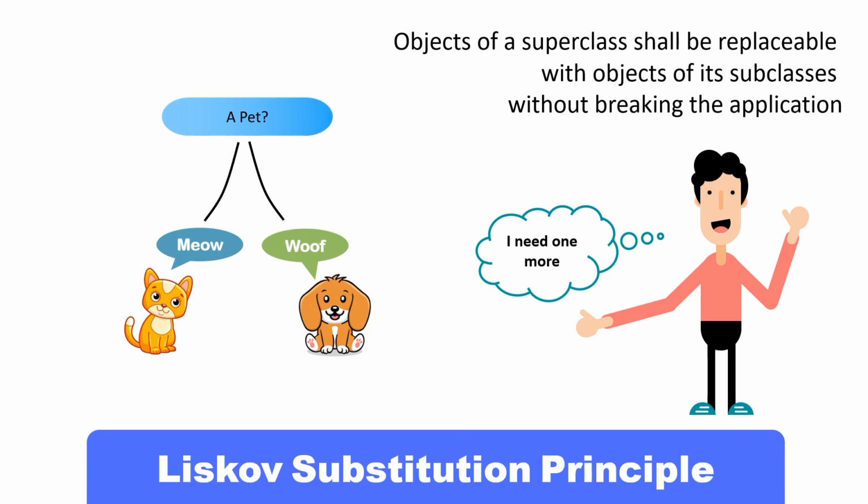The Liskov Substitution Principle states that objects of a superclass should be replaceable with objects of its subclasses without affecting the correctness of the program.